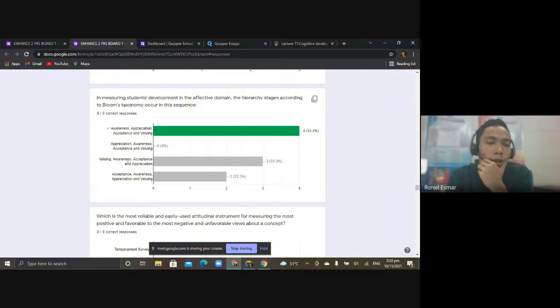The first one in the hierarchy is awareness. Of course, you need to be aware first. So it's only option number 1 that starts with awareness and ends with valuing. So there's no other possible answer other than this. Therefore, the correct answer is letter A. Awareness, appreciation, acceptance, and valuing.